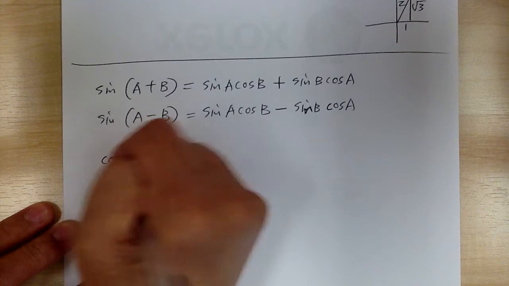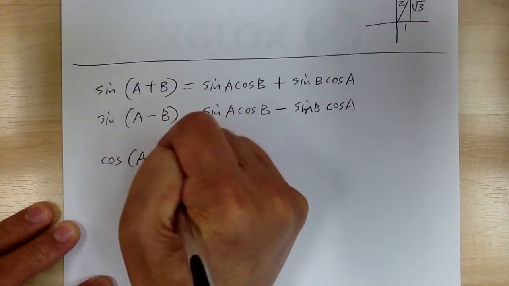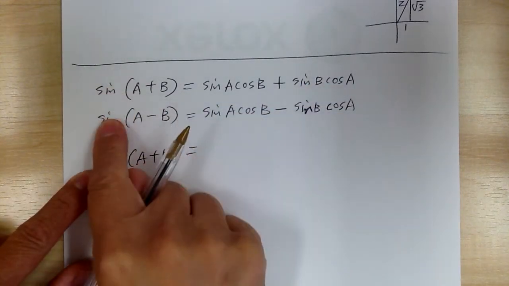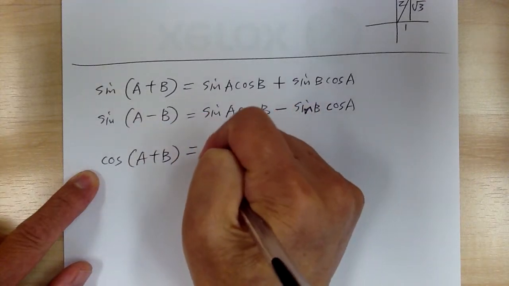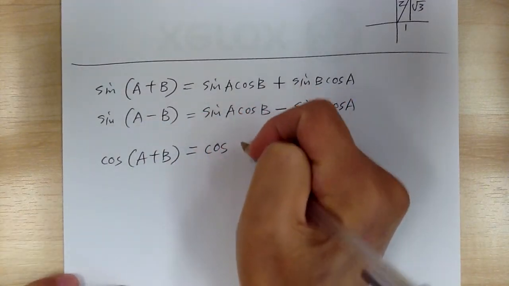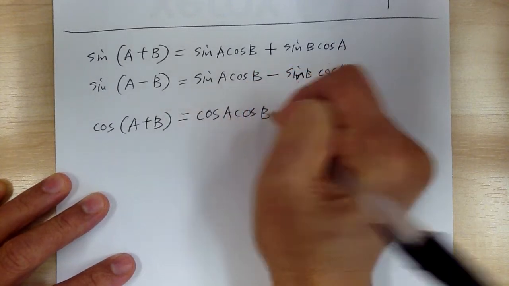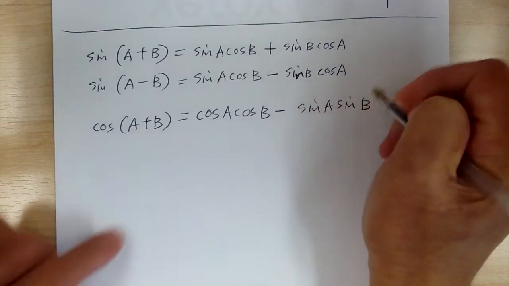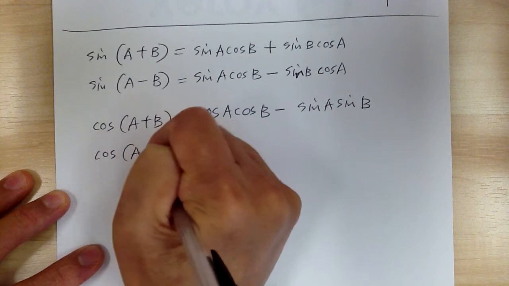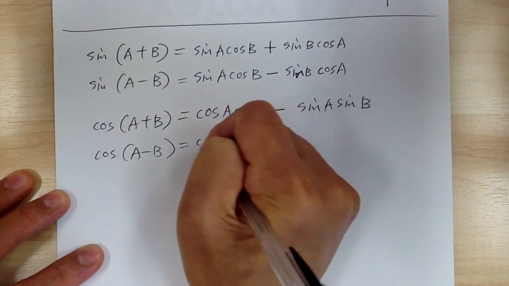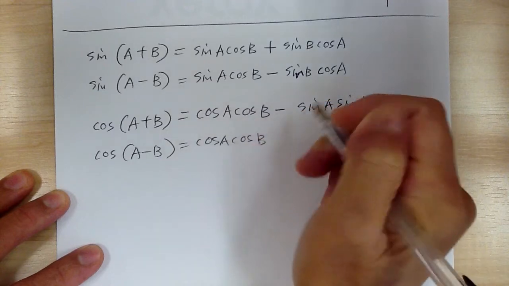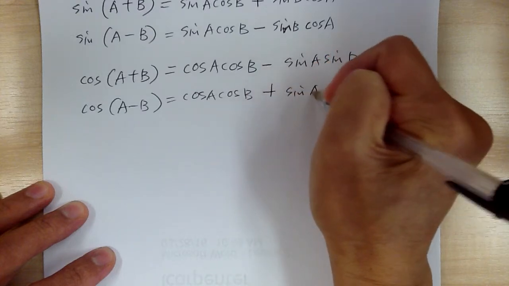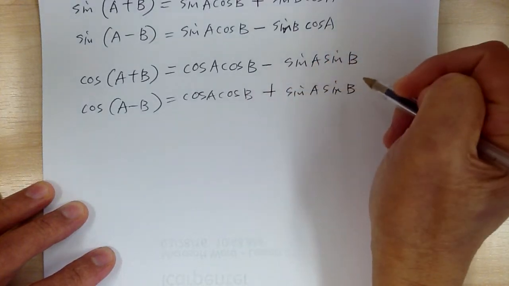Now for cosine, you can notice that if it's sine, you start with sine; if it's cosine, you start with cosine. So for cosine, it's a little bit different. For cosine of A plus B, it's going to be cosine A cosine B, and this is going to be opposite, so you get minus sine A sine B. And for cosine of A minus B, again you get cosine A cosine B plus sine A sine B.